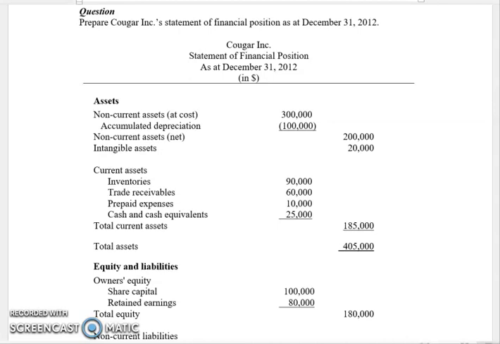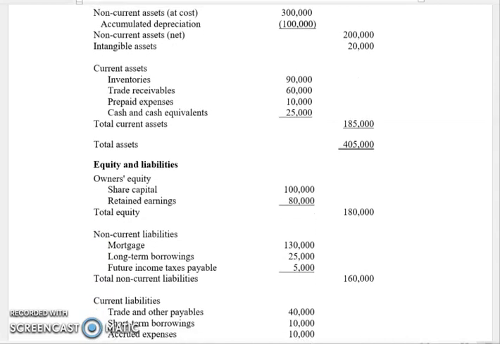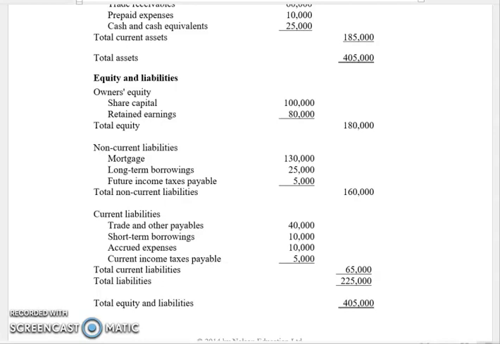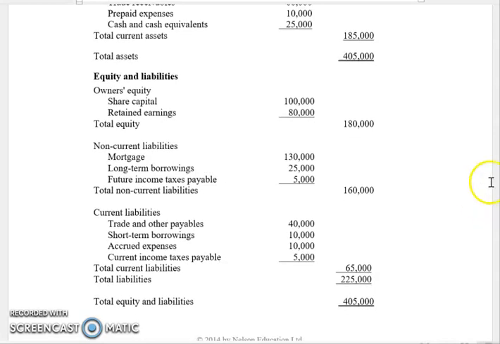Then of course cash and cash equivalents. Another name for cash and cash equivalents that you'll see in future questions is marketable securities, and those are investments that can be very quickly turned over to cash. So then we add up our total current assets of $185,000. For our total assets, we add the $200,000 from our non-current assets, the intangible assets of $20,000, and the total current assets of $185,000 to give us total assets of $405,000.